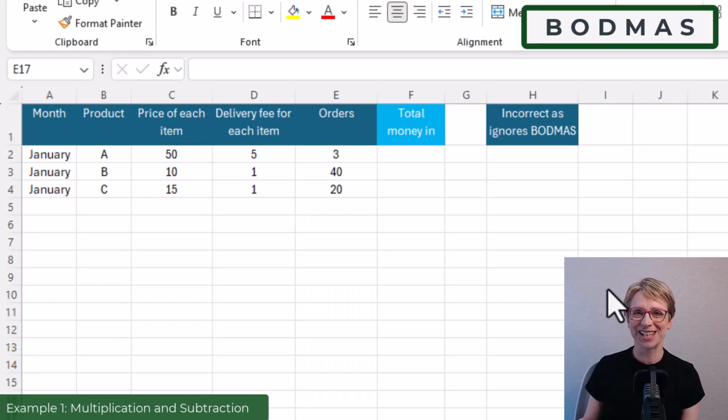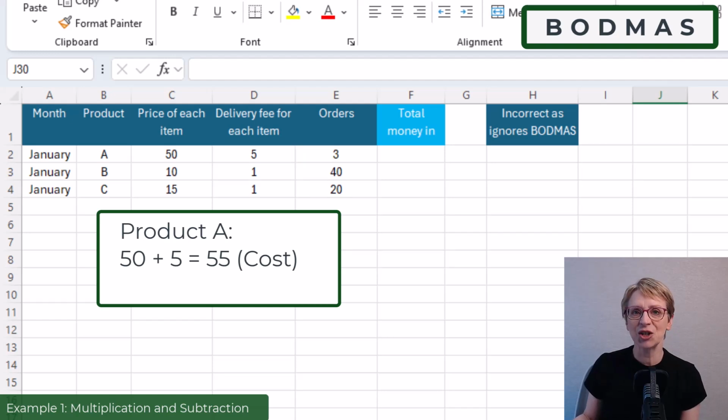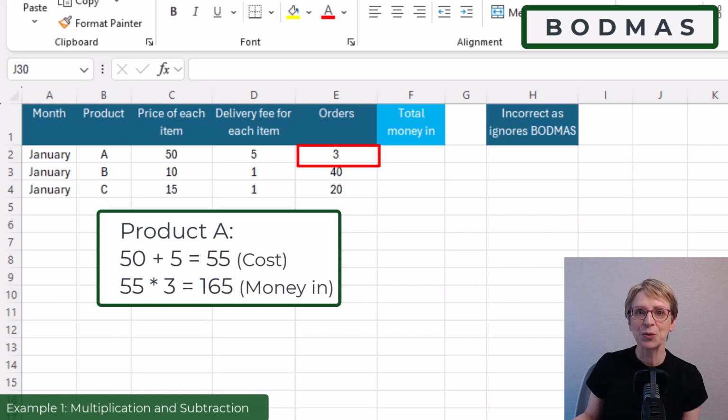Let's look at a few examples. Say I want to calculate the total money in from orders placed for each product. So here for product A, the item had a price of 50. The customer was charged a delivery fee of 5, which takes the total cost to 55. 3 orders were made, so the money received from those orders is 55 times 3, which is 165.